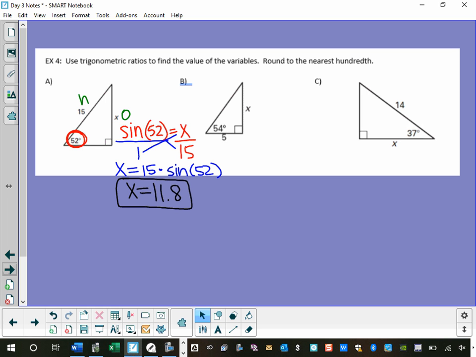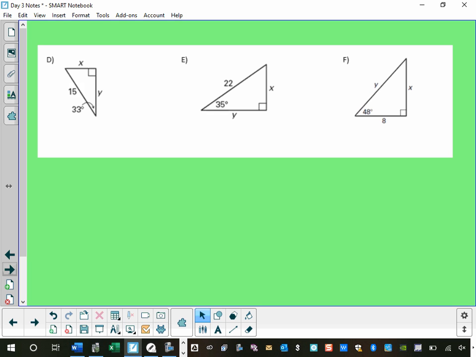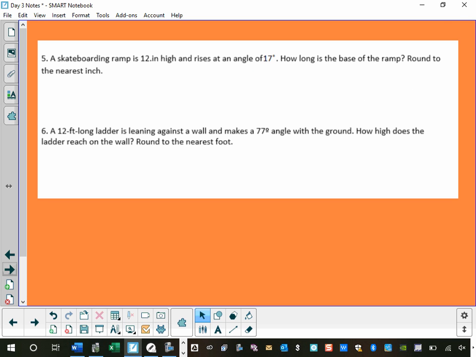All right, let's do the word problem. In your word problem, we're going to practice this a lot more next class, but at least I want you to have the basics. Number 5 says, a skateboarding ramp is 12 inches high and rises at an angle of 17 degrees. How long is the base? That's going to be my x. Round to the nearest inch.